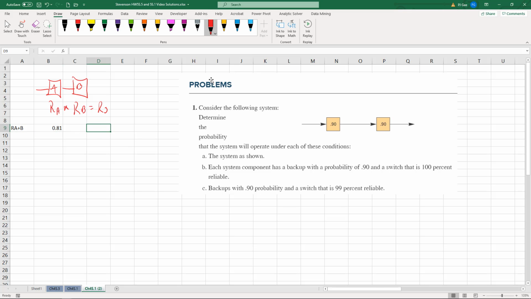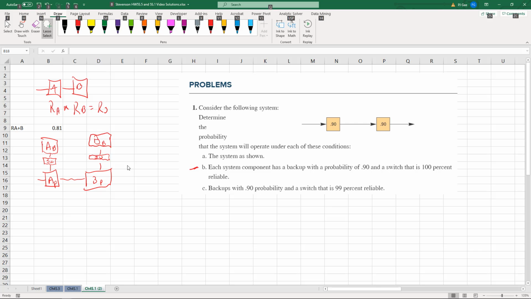The second part of the system says each system has a component that has a backup with probability of 0.9 and a switch that is 100% reliable. So that would just look like this. All right, we're going to put a little switch in here. We think of that as sequential to the backup. So this is A primary, with a backup. Okay, that's going to go to B primary. We have the second switch here. This is B backup.